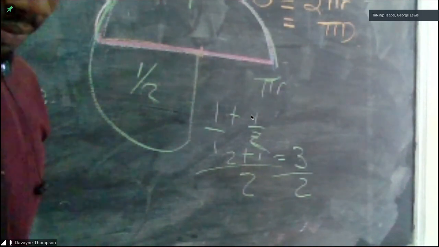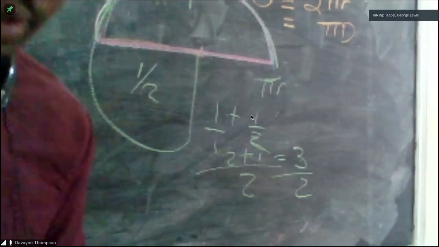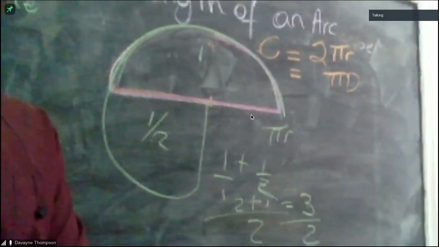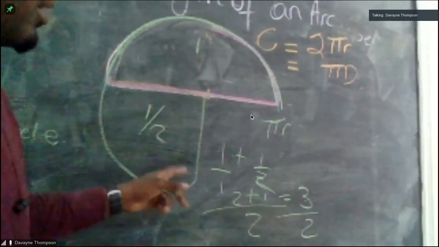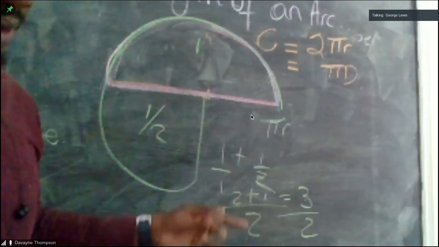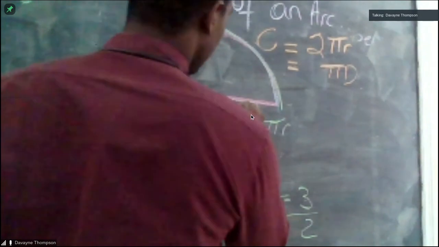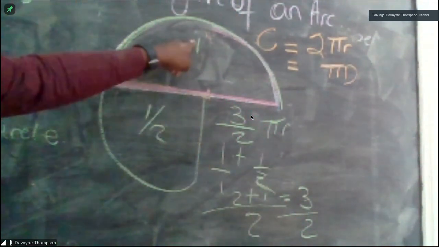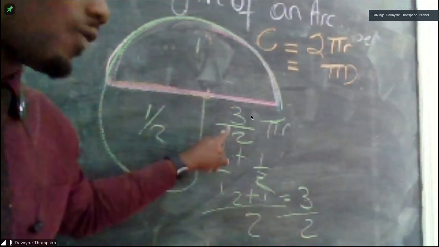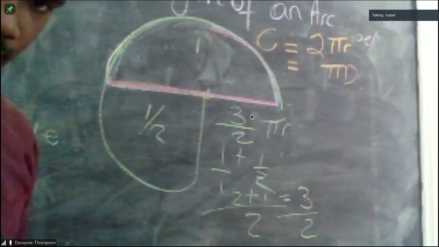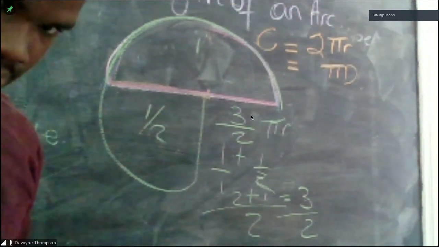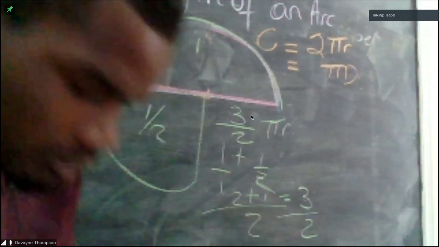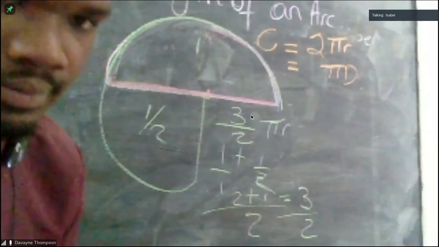That's 1 plus a half, 3 over 2 pi r. Isabella, because 1 plus a half gives you 3 over 2. But that is not 1. That's only half of the circle. That's just half of the circle.